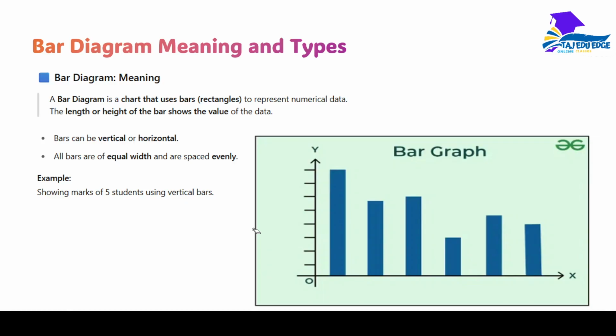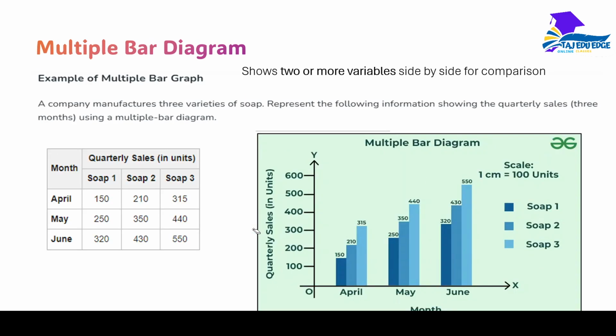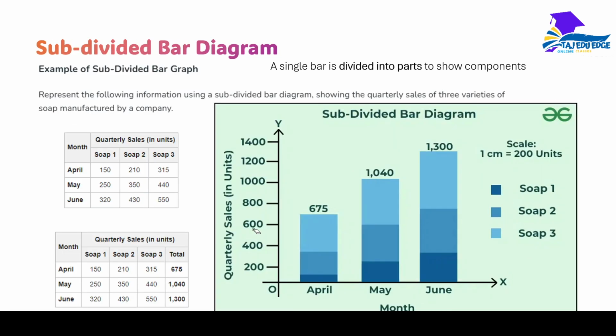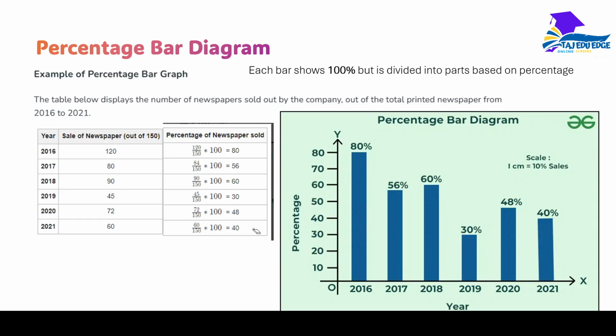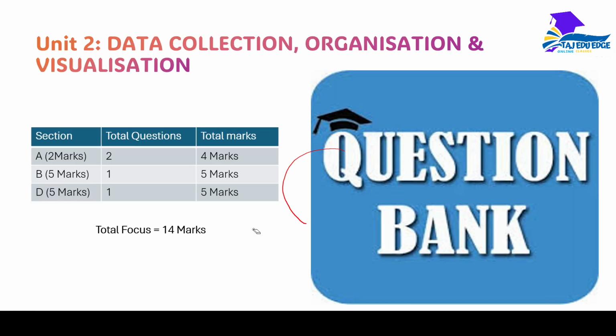In video 7, I have discussed the types of bar diagram, that is simple bar diagram, multiple bar diagram, subdivided bar diagram, as well as percentage bar diagram, along with one more topic, that is pie diagram, pie chart. And in this video, I'll be discussing the question bank for this unit. What kind of questions will be asked in the examination?